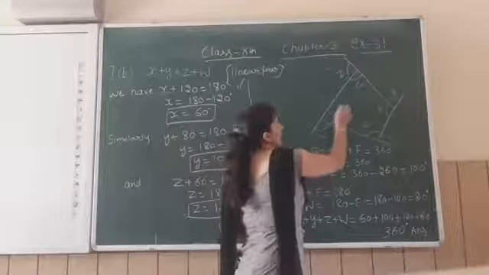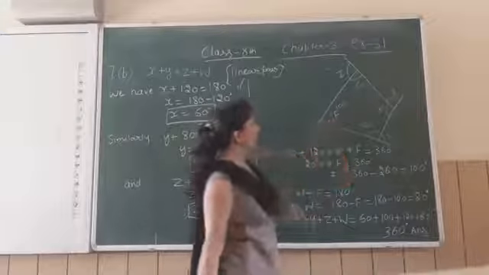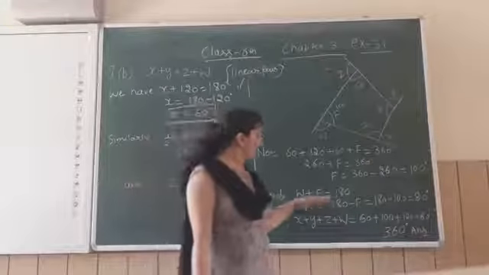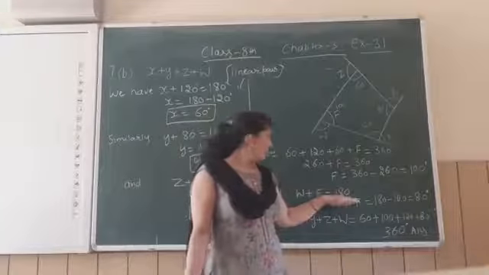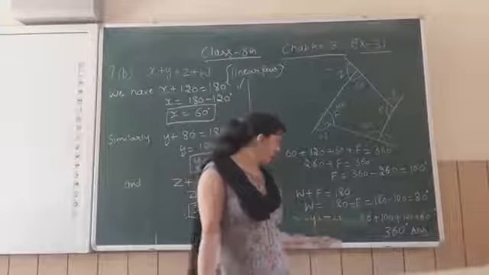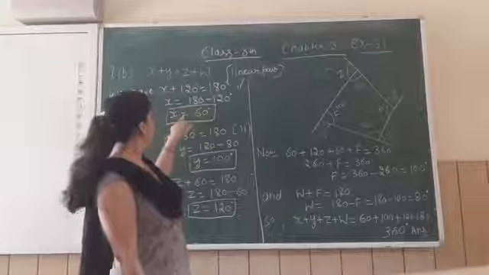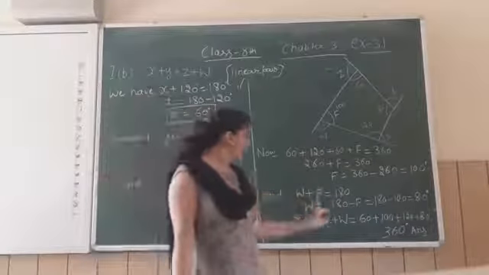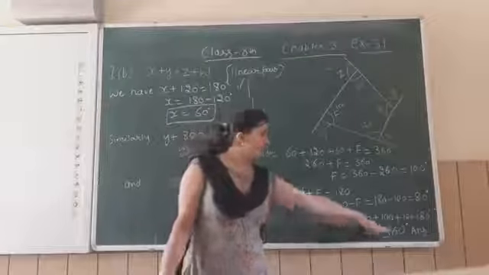If f is 100, then by linear pair property, w plus f is equal to 180 degrees. So w is equal to 180 minus 100, which is 80 degree. So now we have the x, y, z and w values. When we add these, we get 360.